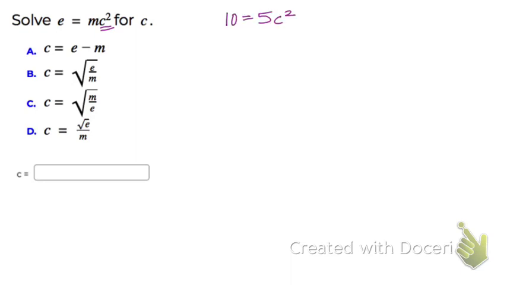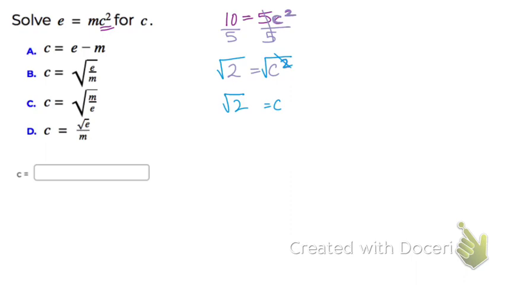If I were solving this equation for C, the first step, since C is squared, before I undo that square, I need to get what is squared by itself. So first I'm going to divide each side by 5. Now I can undo that square by taking the opposite of squaring, which is square root. So I'm going to take the square root of both sides, and that cancels out the square. So my answer would just be the square root of 2. C equals the square root of 2.